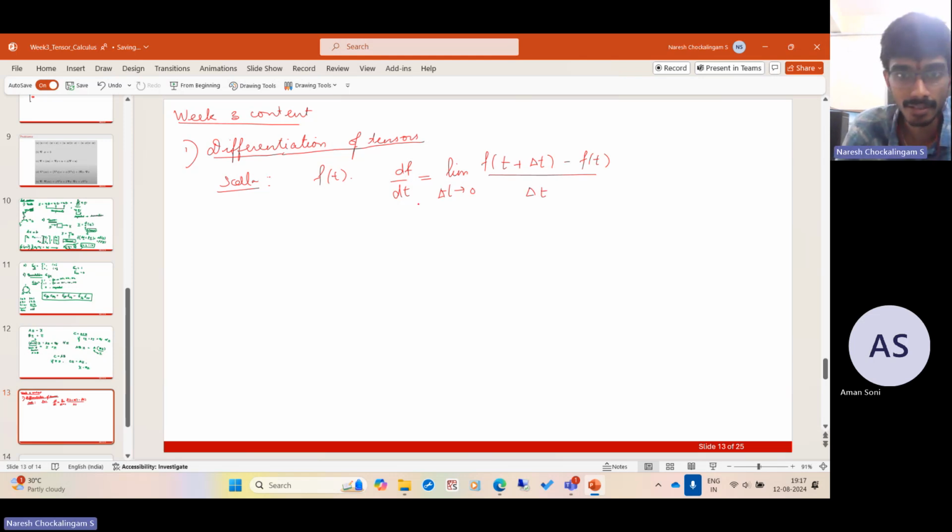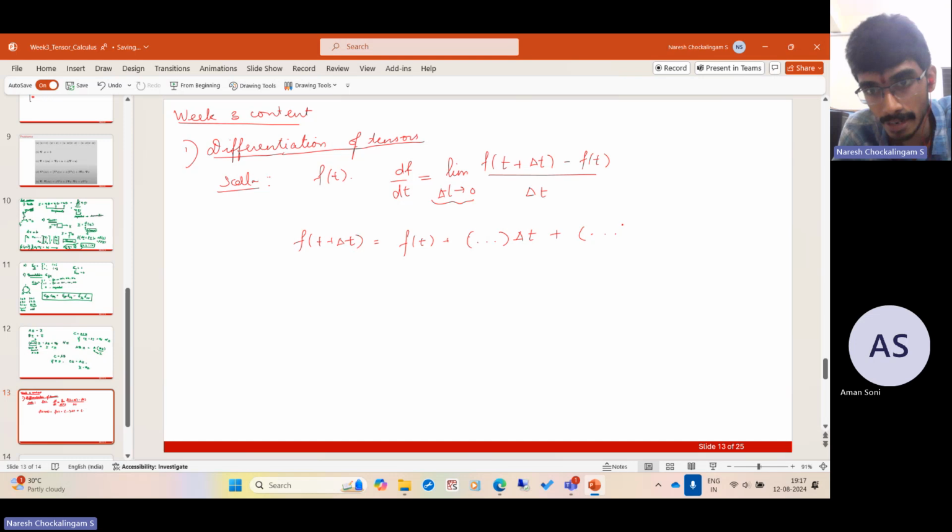In other words, without the idea of the limit, you can also say f of t plus delta t, using the Taylor series, is f of t plus a certain quantity, and we'll see what that certain quantity is, multiplied by delta t, plus certain other quantity multiplied by delta t square and so on.